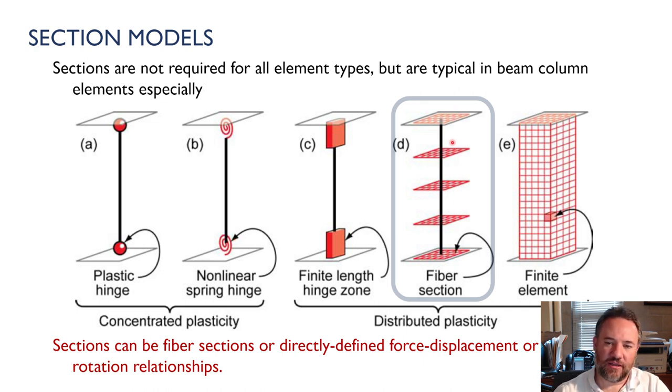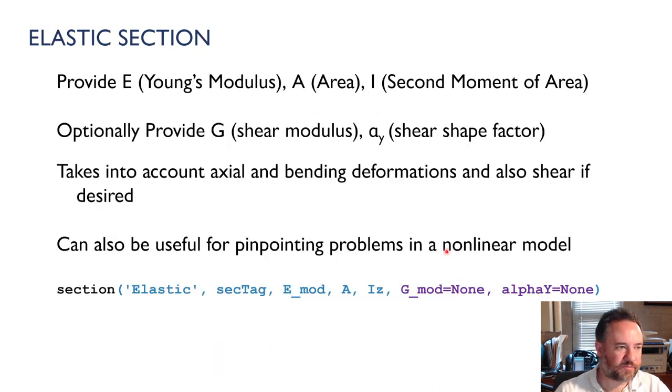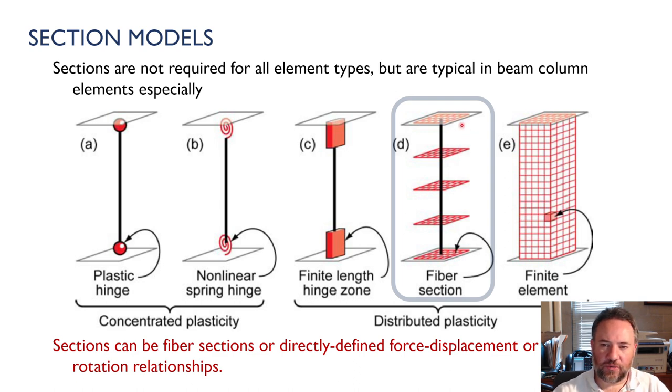Or we can do distributed plasticity in terms of defining fiber sections over the length of the beam or column that have the geometry and material properties baked into the sections. Those sections could be fiber sections, but they also could just be force displacement, moment rotation behavior. So I could define the moment rotation behavior of that beam, and have that located at multiple different sections along the beam. Those would be the integration points in the analysis that we're going to see later.